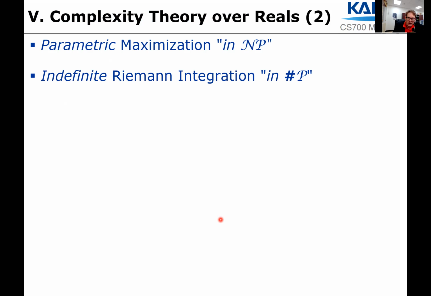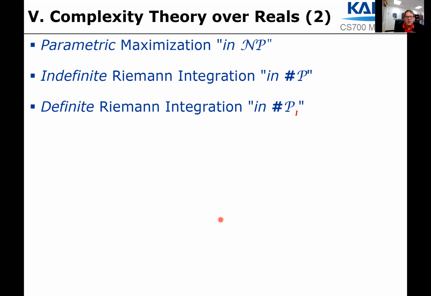Similarly, we showed that indefinite Riemann integration, that is antiderivative in a certain sense, belongs to this complexity class sharp P, and definite Riemann integration, even in the unary version of that complexity class, sharp P unary.